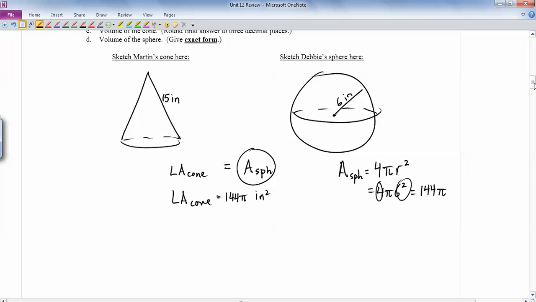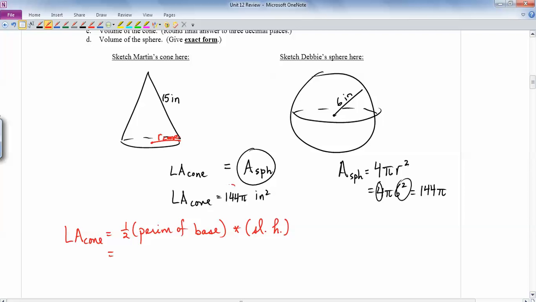What do we need next? We need the radius of the cone. So let's draw that in. There's the radius of the cone. Well, the lateral area of a cone, we've learned a formula for. It's 1/2 the perimeter of the base times the slant height.